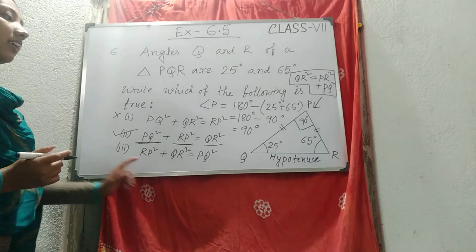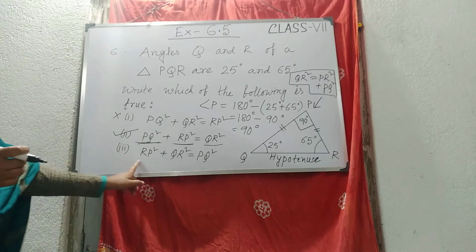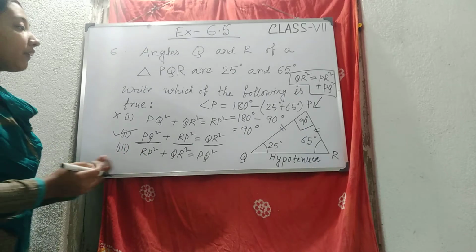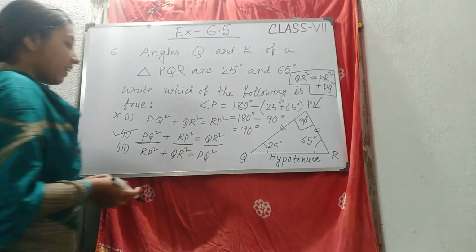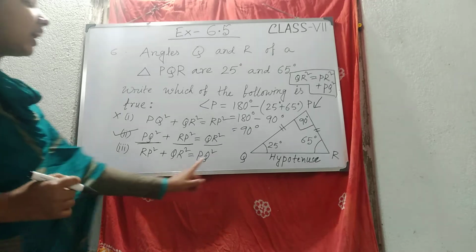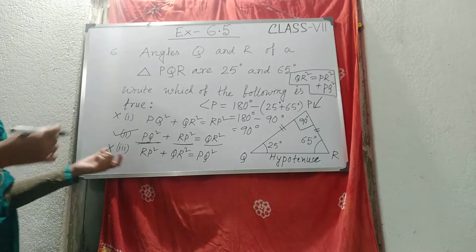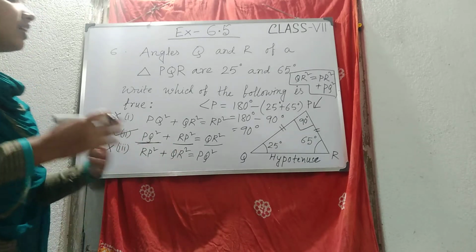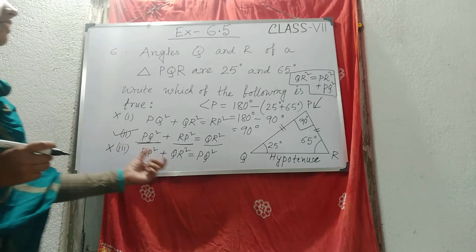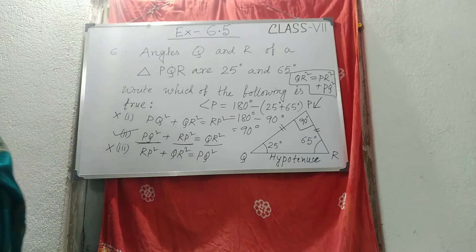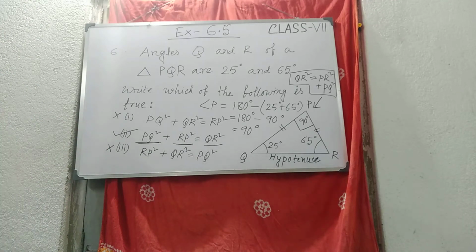Now let us take the third one. RP or PR square plus QR square. RP or PR square means one of its legs plus QR square means hypotenuse square. So it is not possible. Hypotenuse square is equal to sum of squares of its legs. So the correct option will be second one. Okay. Now we move to our next question.